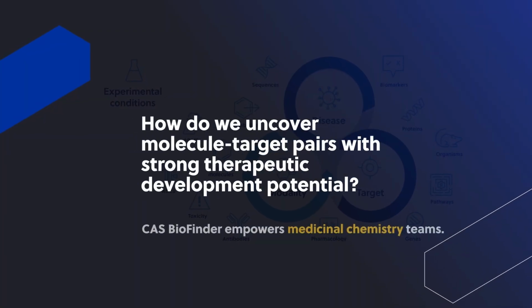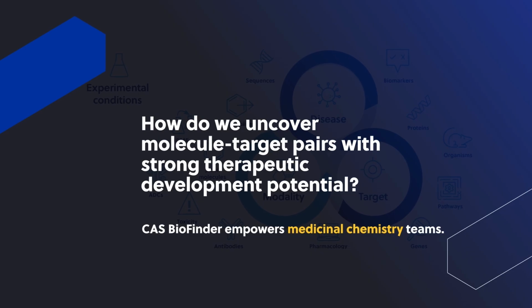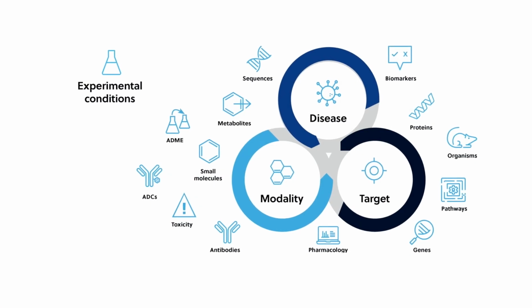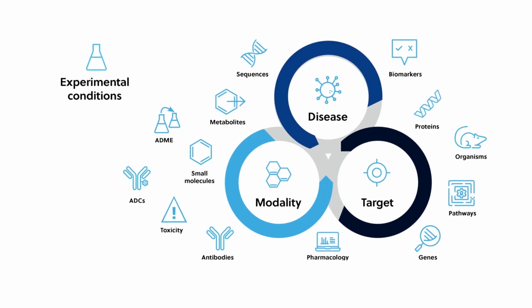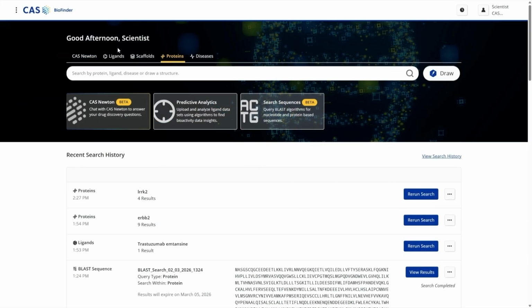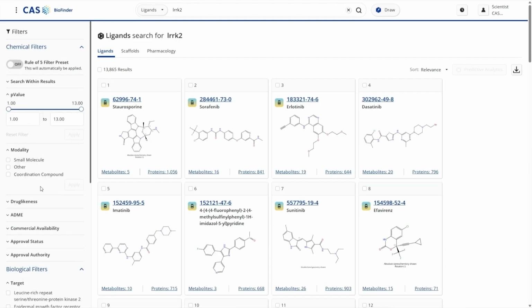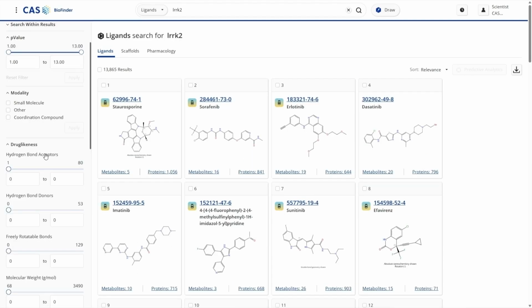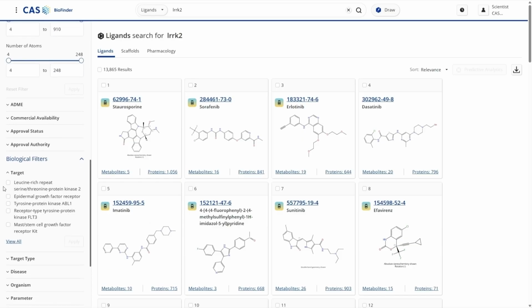How do we uncover molecule-target pairs with strong therapeutic development potential? Building a credible hit list relies on connecting modality, target, and disease data with assay details. CAS BioFinder gives you that view. With your target in mind, explore associated ligands by modality, drug likeness properties, function, approval status, and organism.